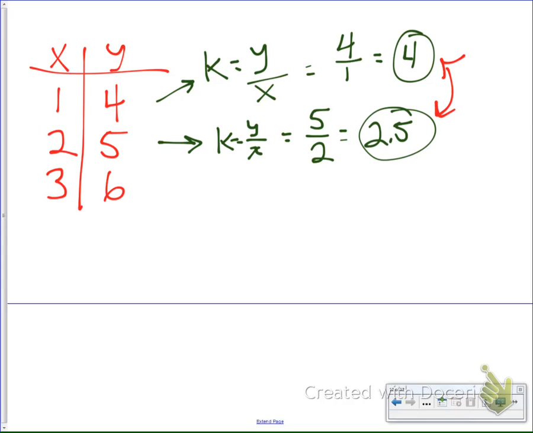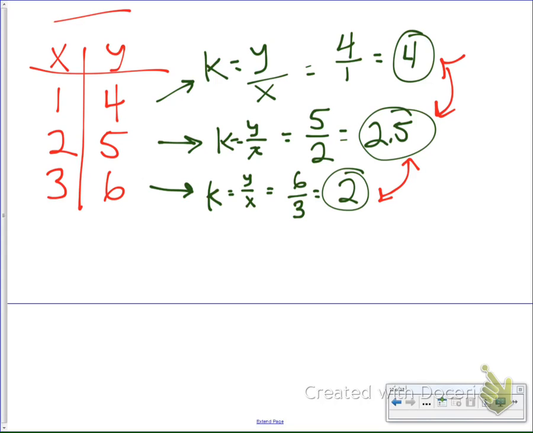Well, let's check just the last one just to see what happens there to make sure. Again, my constant is my y over x. So this time I have 6 over 3, and this one is going to reduce to 2. So once again, I have a third one that is not the same. Since these constants are not the same, this relationship, this table, is not proportional.